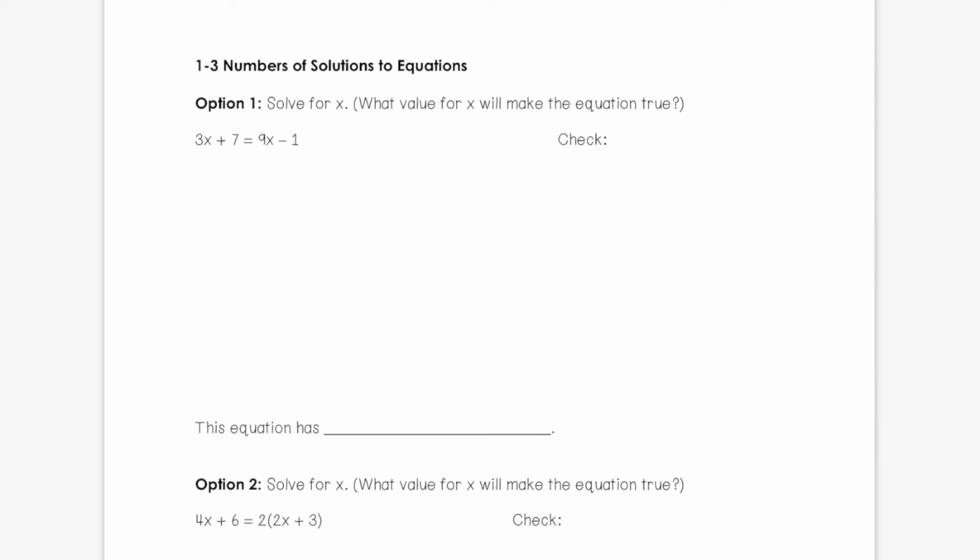In this video, we are going to explore the different number of solutions we can get to linear equations. So far, we've only been getting one solution for every equation we do. That means that there's only one answer that we can plug in for x to make the left side of the equation equal to the right side of the equation, or to make the equation true.